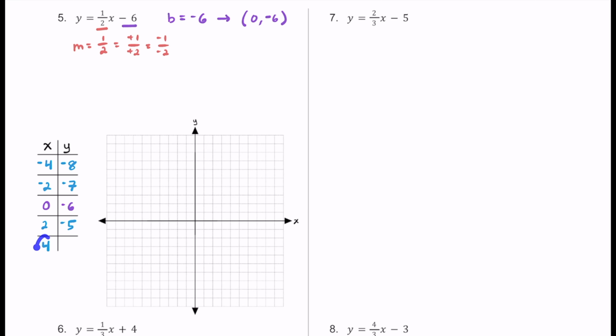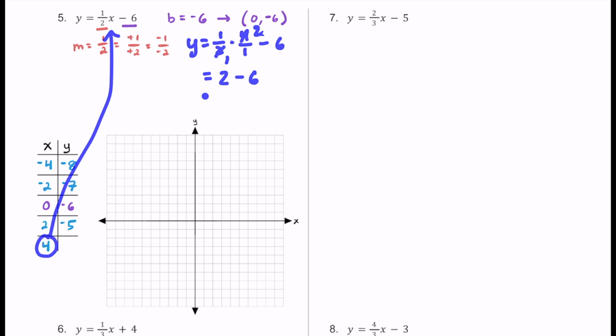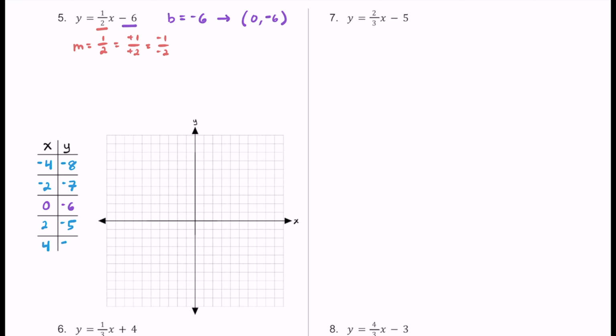And then finally, let's take this 4 and plug that in. So we're going to have y is equal to half of 4, take away 6. Half of 4, these cross cancel, and you just get 2. Half of 4 is 2. 2 minus 6 is equal to negative 4. So let's go ahead and put negative 4 here. Plotting the 0, negative 6, that's going to go 1, 2, 3, 4, 5, 6 in the negative y direction.